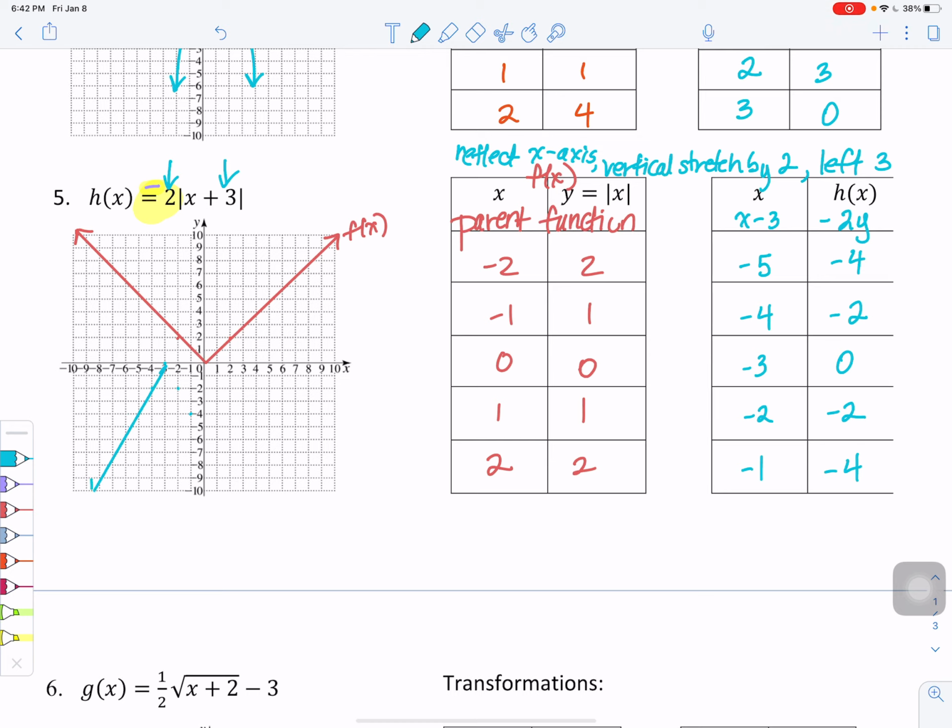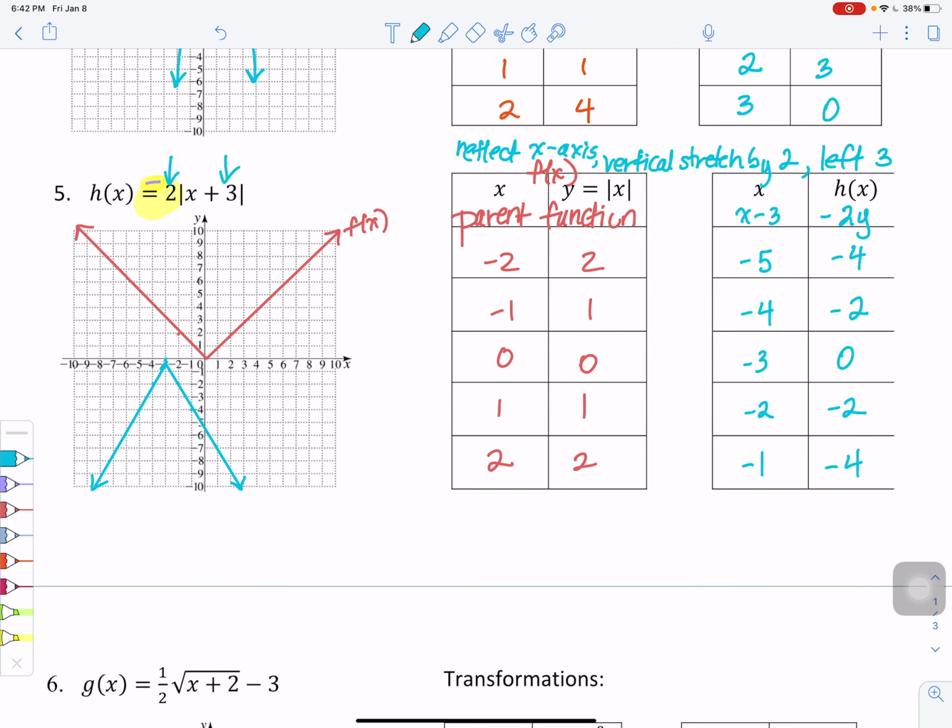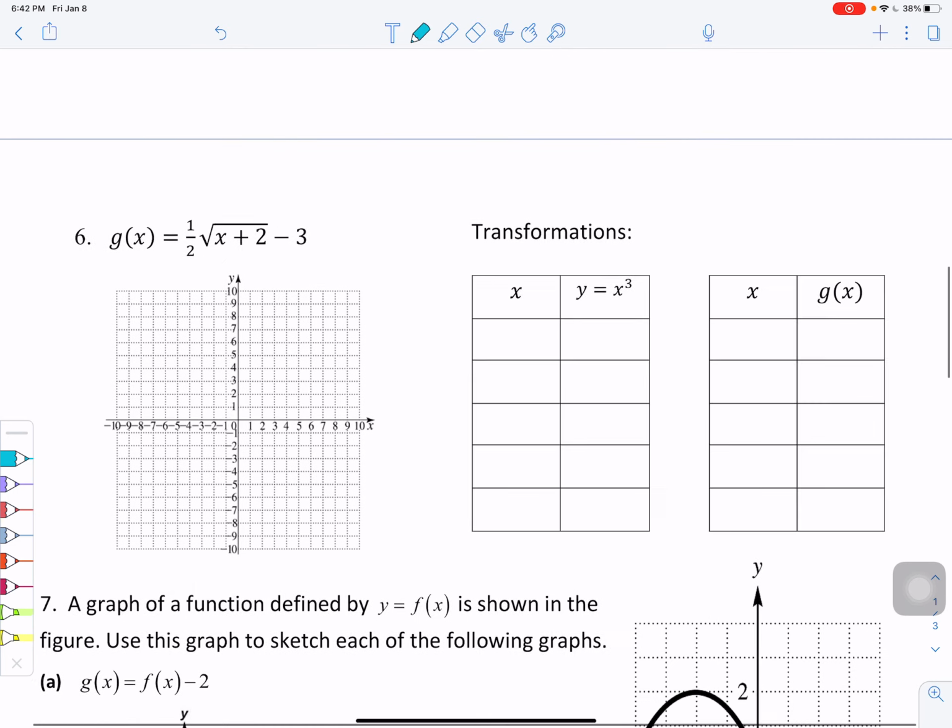And now you can see that we had a little bit of narrowing from the vertical stretch. We definitely shifted to the left 3, and then we reflected across the x-axis. It's very nice. And something else I wanted to mention. Do you see this point 0, 0 right here? And 0, 0 is now negative 3, 0. So you can see that transformation right there of that point. Okay, let's look at this next one.